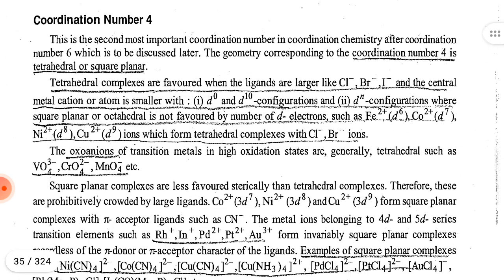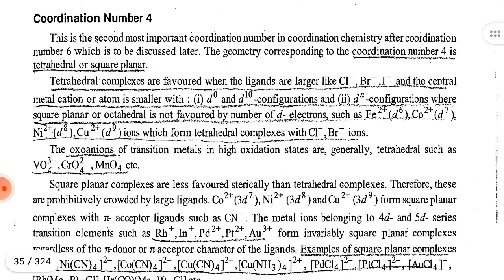Yes. So the coordination number 4 geometry will be tetrahedral or square planar. Tetrahedral complexes are favored when the ligands are larger, like Cl⁻, Br⁻, I⁻, and the central metal cation or atom is smaller, with d0 and d10 configurations, and dn configurations where square planar or octahedral is not favored by the number of d electrons, such as Fe2+ d6, Co2+ d7, Ni2+ d8, Cu2+ d9 ions, which form tetrahedral complexes with Cl⁻ and Br⁻ ions.